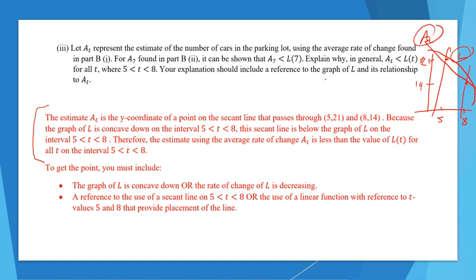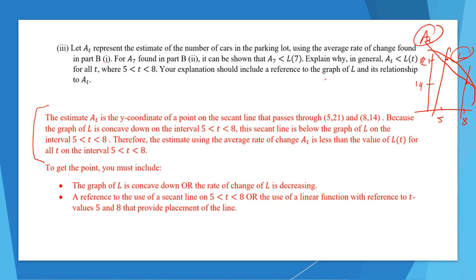Therefore, the estimate using the average rate of change, A of t, is less than the value of L of t for any number between 5 and 8. Now, I know that's a lot. You don't have to have that all in there. However, I'm going to explain what I'm going to be looking for when I grade your tests, your homeworks, your semester summatives, and AP exams this summer.